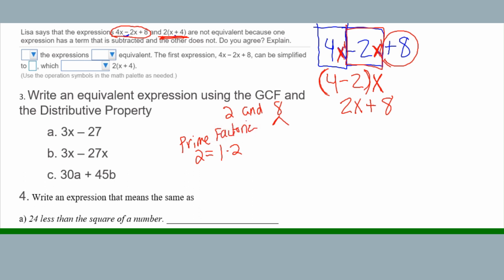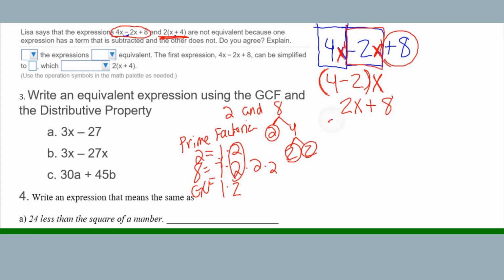And the prime factorization for 8 is 1 times 2 times 2 times 2. And then we can find the greatest common factor to see what number we need to factor out. So we have 1 times 2. So the greatest common factor of 8 and 2 is 2.